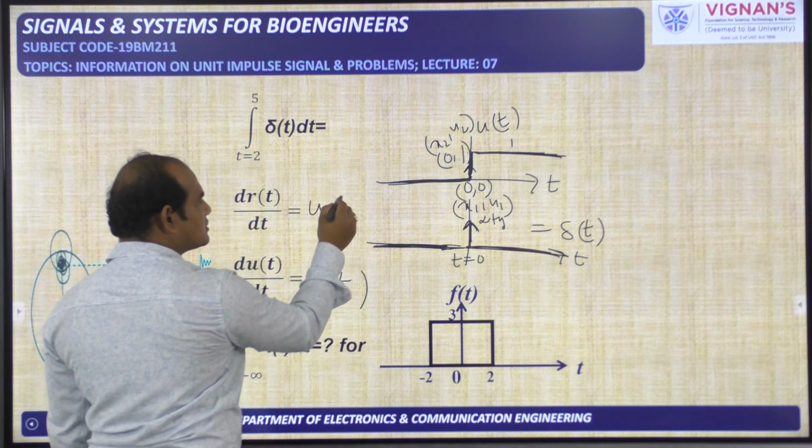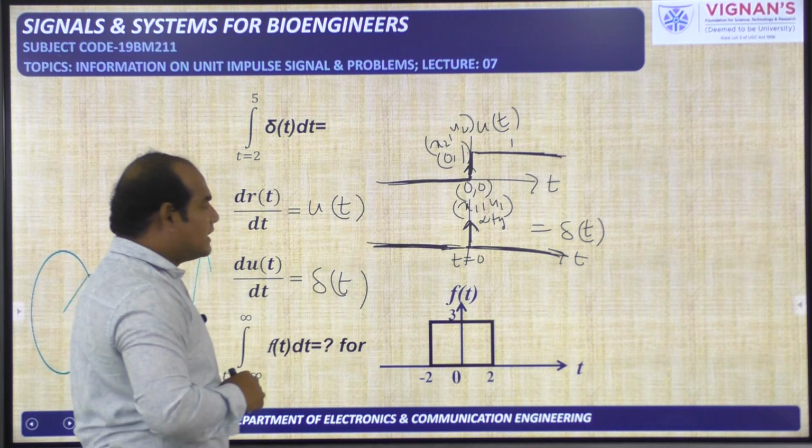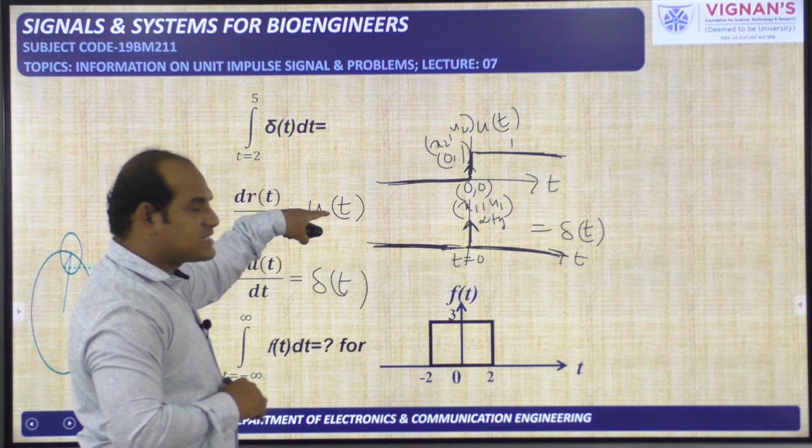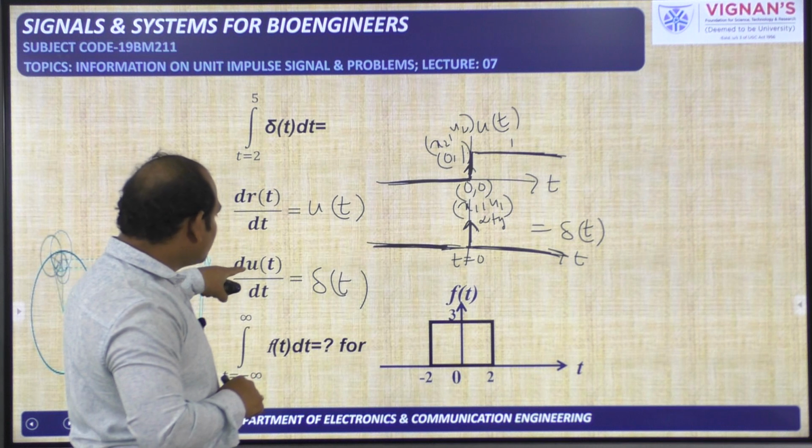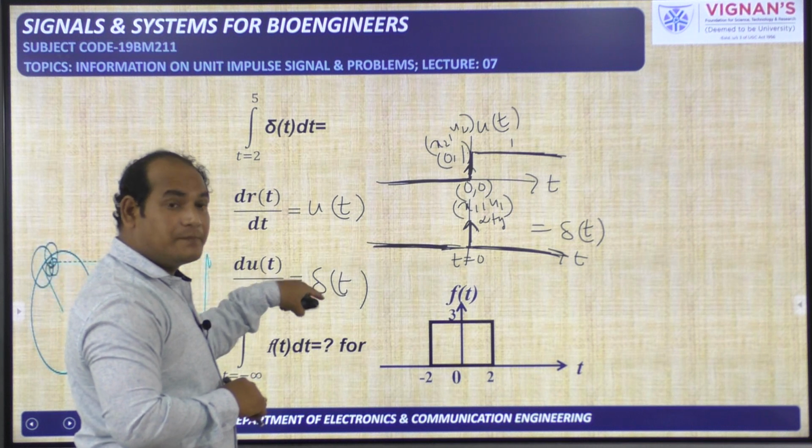Derivative of ramp is producing unit step signal. Derivative of unit ramp is producing the unit step signal. Derivative of unit step is producing the unit impulse signal.